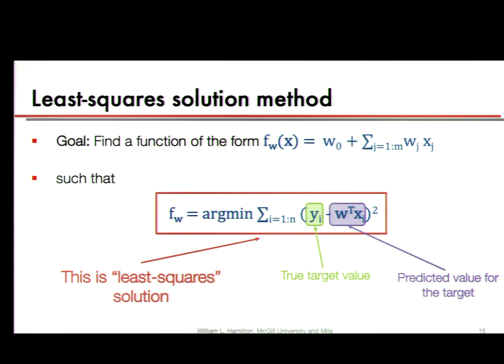So we call this the least squares solution. And what we're doing here is we're finding the function that, when we sum over the n training examples in our data set, minimizes the squared difference between the true target value for each of these examples and our predicted estimate, which is just a linear function. So the easiest way to denote this linear function is just a dot product between the weight vector that we have and the feature vector for each instance.